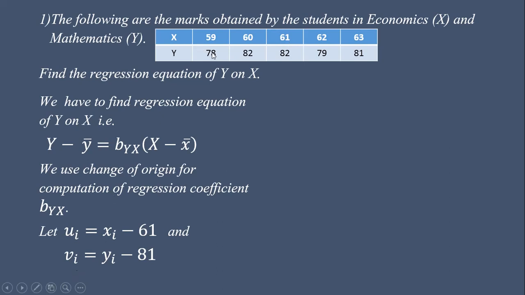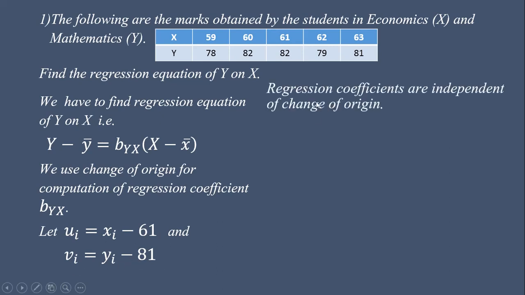Here the least value of y is 78 and the greatest is 82. So if we choose 81 here, for the values of vi some are negative, some are positive, and one value we get 0. So we choose 61 and 81, and we declare these two variables, ui equal to xi minus 61 and vi equal to yi minus 81. Now regression coefficients are independent of change of origin. Here, using these two variables, we have changed the origin.